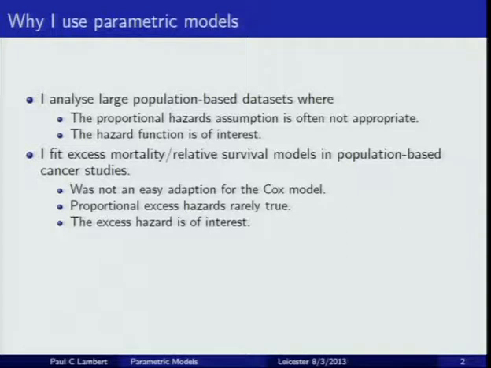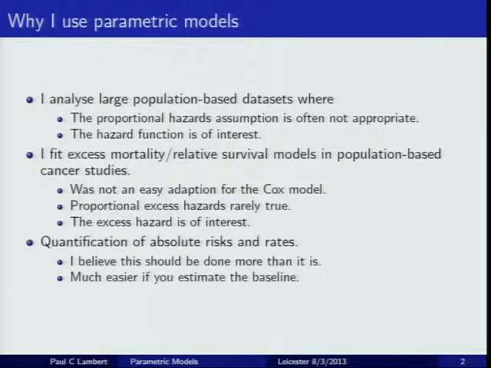For example, with certain cancers, after a certain amount of time, the excess hazard goes down to zero, and we're left with what we call population cure. The people remaining alive have the same mortality rate as you'd expect within the general population. And the other idea is that we try to think of ways of quantifying effects within these large studies at both the individual and the population level, and to do this we need absolute rates, and it's much easier if you actually have the baseline to do this.